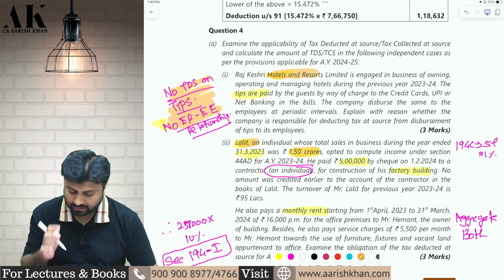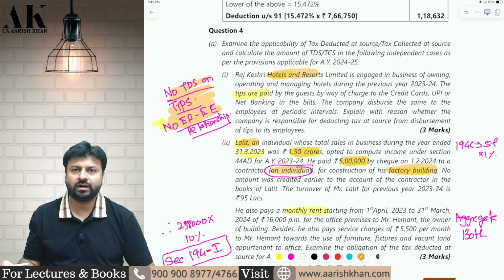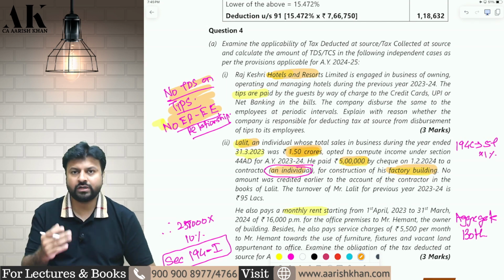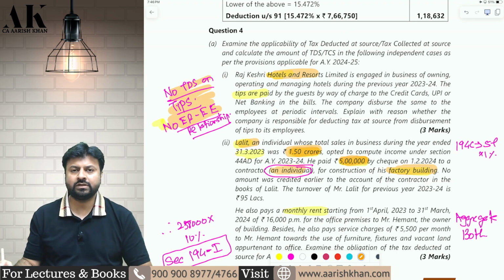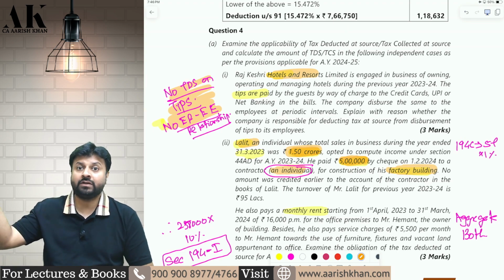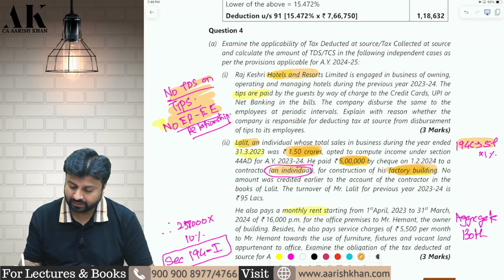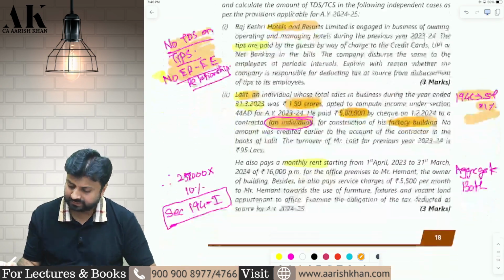Next one, Lalit is an individual. The last year business turnover of Lalit is 1.5 crore rupees, and Lalit paid 5 lakh rupees by cheque to an individual for constructing his factory. Whether Lalit is liable to deduct TDS under 194C? The answer is yes. His last year turnover is 1.5 crore and he is making the payment for business purpose, not personal purpose. If he had made the payment for personal purpose, 194C would not have been applicable; then we would have checked whether 194M is applicable. But in this case he is making the payment for factory purpose, therefore 194C is applicable, and he is paying an individual, therefore TDS of 1% will be deducted.